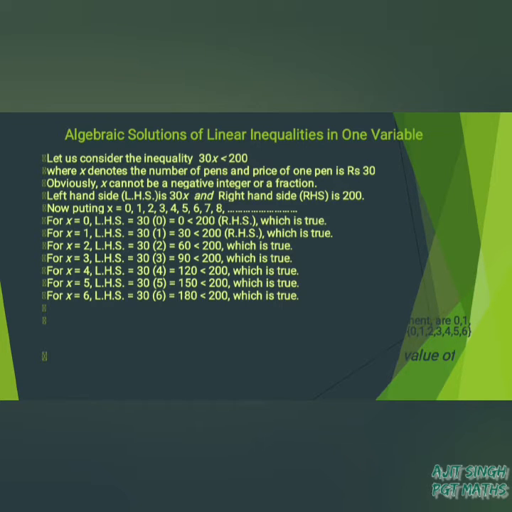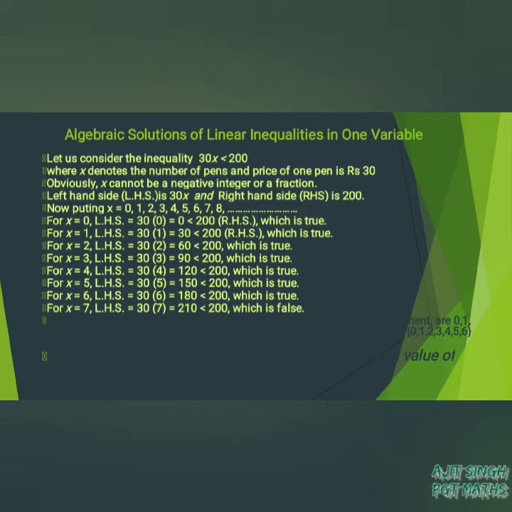When x is 3, then left hand side is 30 into 3, that is 90, which is less than 200. Statement is true. For x equal to 4, left hand side is 30 into 4, that is 120, less than 200. Statement is true. For x equal to 5, left hand side is 30 into 5, that is 150, less than 200. Statement is true. And for x equal to 6, left hand side is 30 into 6, 180, less than 200, which is still true.